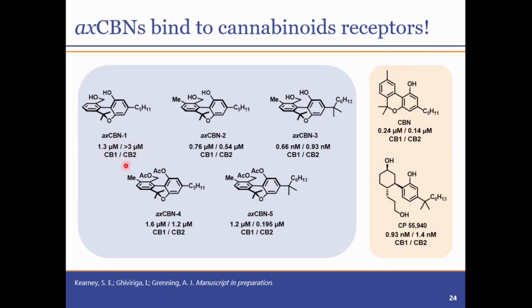So these, just to briefly introduce these receptors. These are the canonical cannabinoid receptors found in the human body. CB1 is primarily located in the central nervous system. CB2 is primarily located in the periphery.